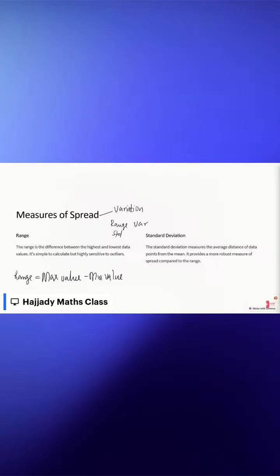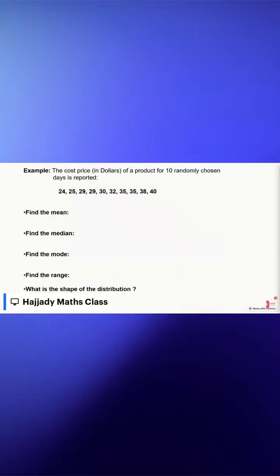And also we have the standard deviation. In our next video, I'm going to give you an example on standard deviation. Easily, this can be done using the TI-83 or 84 calculator. Now we have this example. The cost price of a product for 10 randomly chosen days is reported as given. If you look, the data set is already sorted, which is in ascending order. Now the question is find the mean.